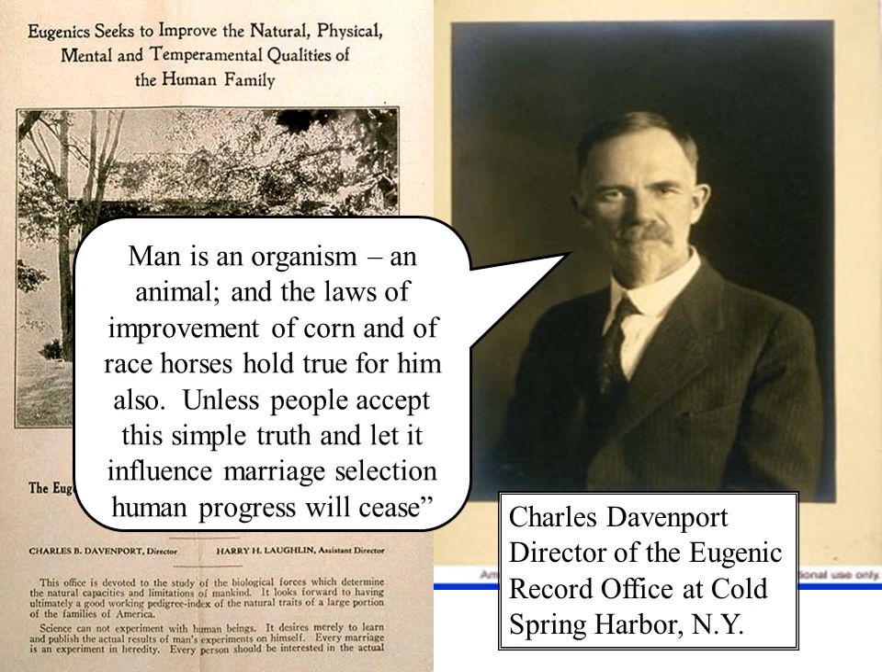And he says, hey, if Darwin says that improving corn and racehorses will work if we choose the correct traits, then it also holds true for man as well. Man is an animal and has traits that can be selected for as well.